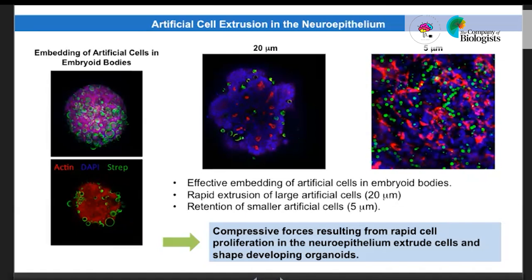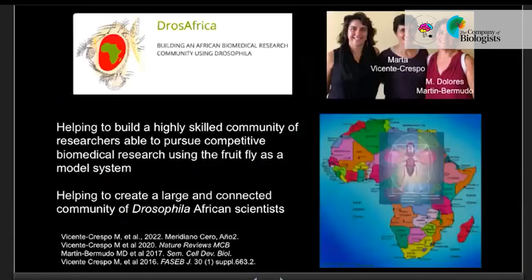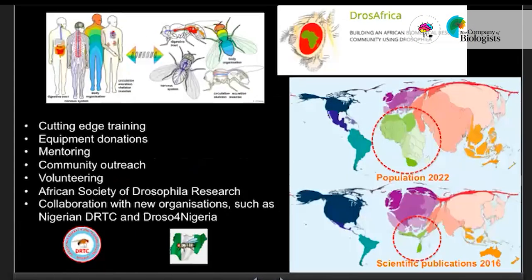Right. I just want to say one more thing, because this is how our collaboration started. And as you know, I'm the fly lady, that I set up together with Marta and Lola over there, a charity called Rosafrica, which is basically helping research in Africa in any way we can, using Drosophila as a model system. And we've been doing this for many years, extremely successful and wonderful, wonderful charity. And we do lots of different events, and now we collaborate with other organizations that have been created during the years that we've been helping them.